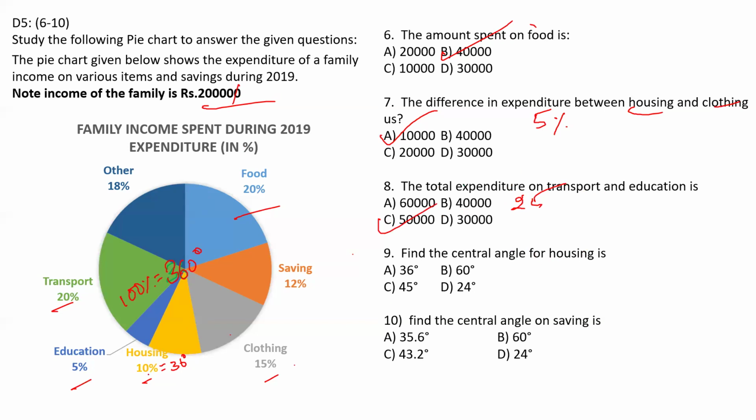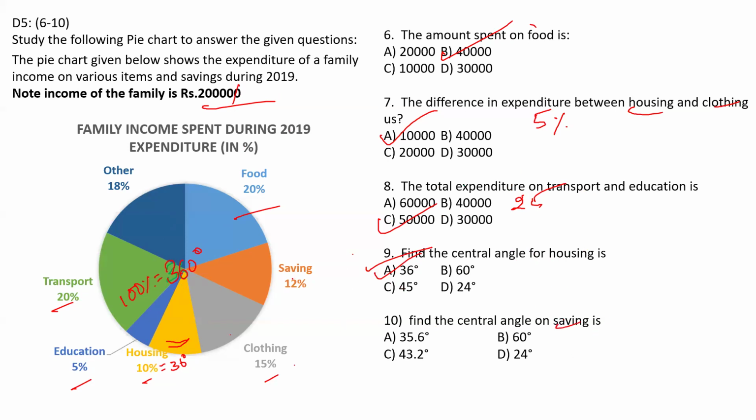Central angle for housing is what? I have already solved housing: 36 degrees. A circle has 360 degrees, and out of that, 10% here, this angle is 36 degrees. That's it. Option A.